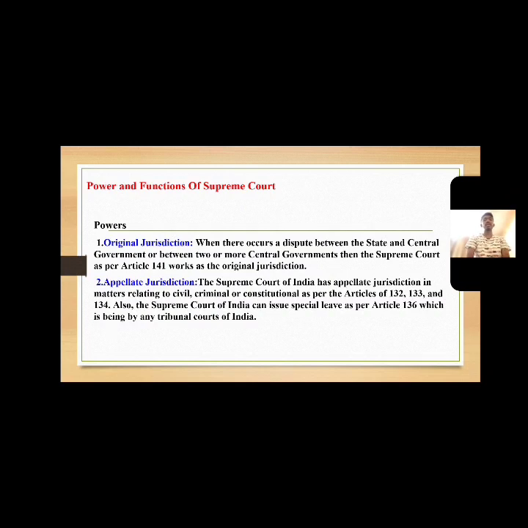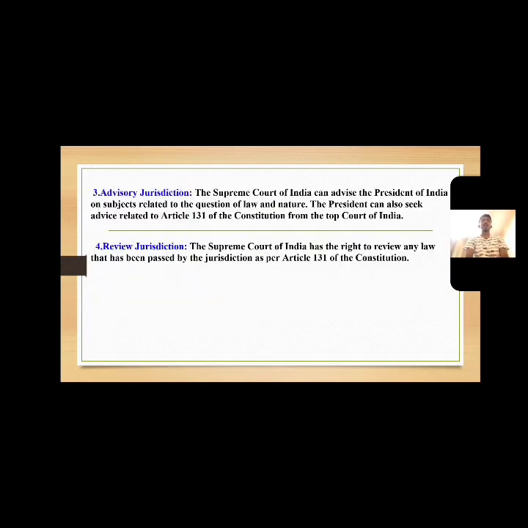Let's see the other two powers of the Supreme Court. The third one is advisory jurisdiction. The Supreme Court of India can advise the President of India on subjects related to questions of law and matters. The President can also seek advice related to Article 131 of the Constitution from the top court of India. The fourth one is review jurisdiction.